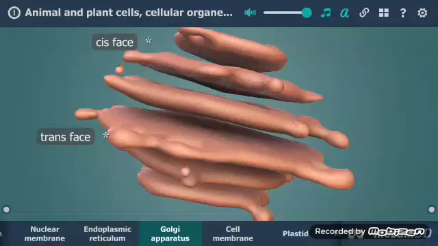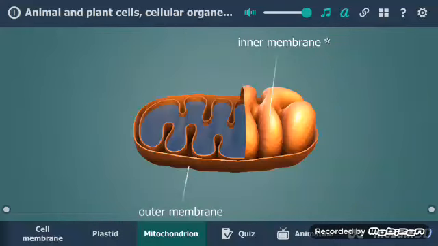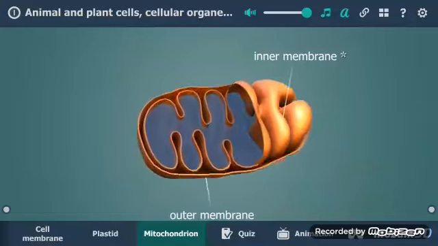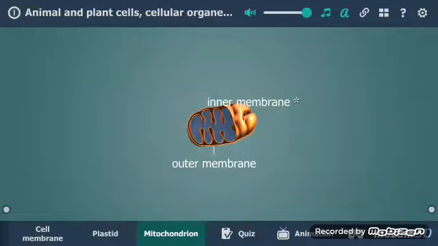The mitochondrion is described as the powerhouse of a cell. As I've said before, they are sites of respiration or where energy is released from simple sugar. So we have the inner and the outer membrane.